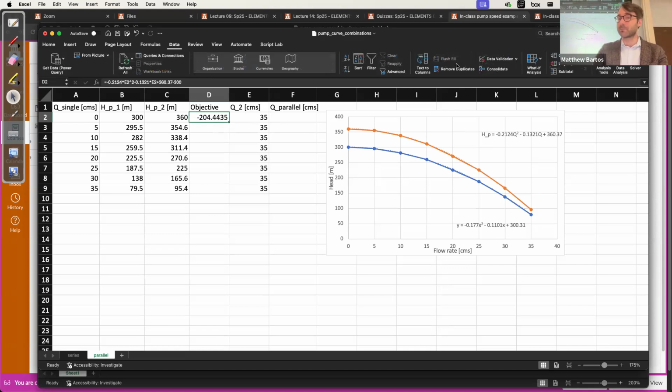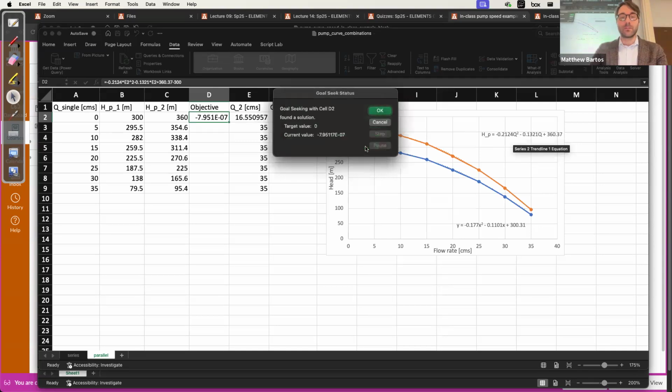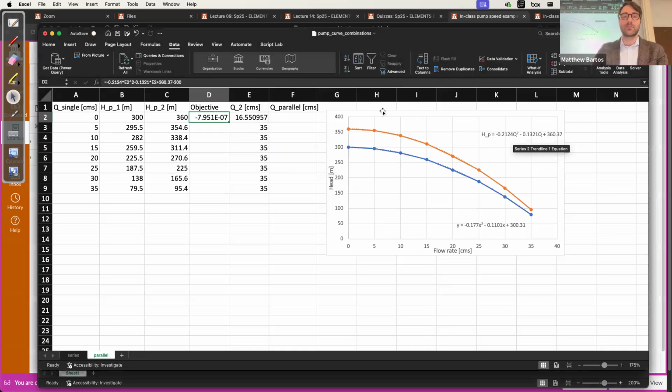Like I mentioned, this isn't the best method for doing this, but it will suffice for now. So we're trying to set cell D2 to value 0 by changing cell E2, which corresponds to the discharge. If you do that, you should get a discharge of about 16.55. And you can go ahead and do that for each one of these points on our curve. With that, you should have the discharges for the second pump curve corresponding to the heads achieved by the first pump curve.